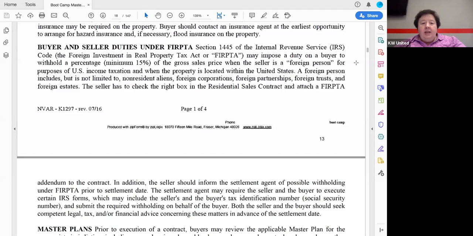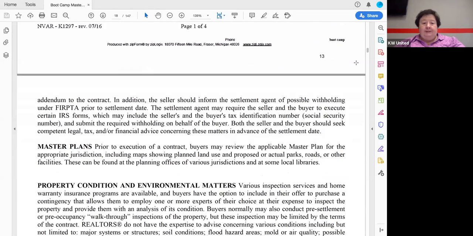Okay, now I'm reading that. The seller has to check the right box in the residential sales contract and attach a FIRPTA addendum to the contract if they are a foreign person. In addition, the seller should inform the settlement agent of possible withholding under FIRPTA.